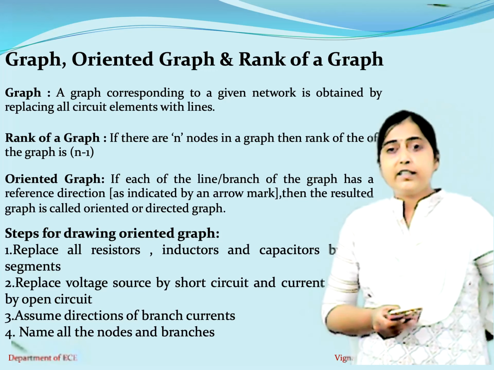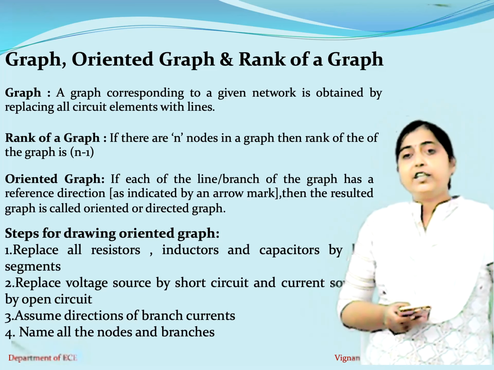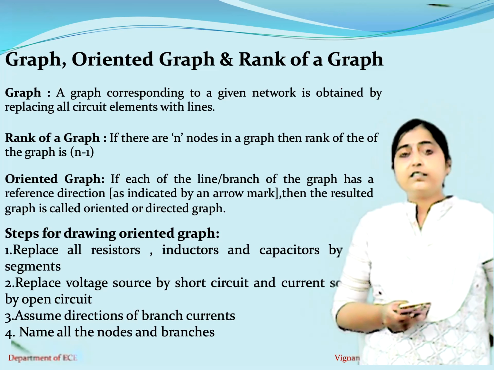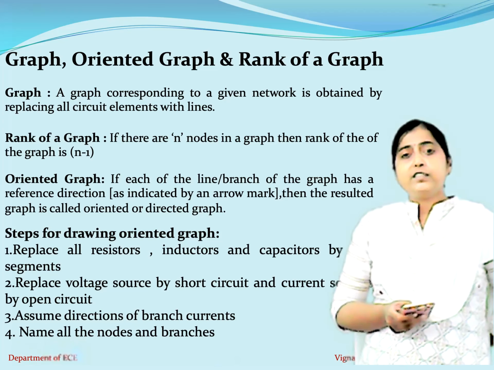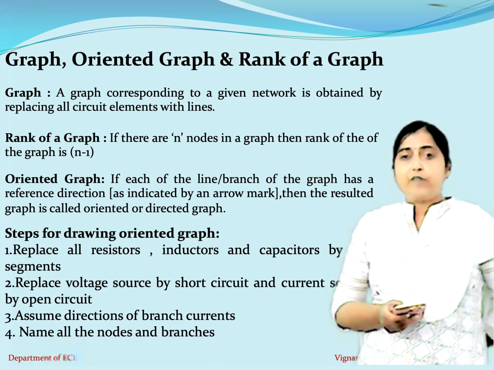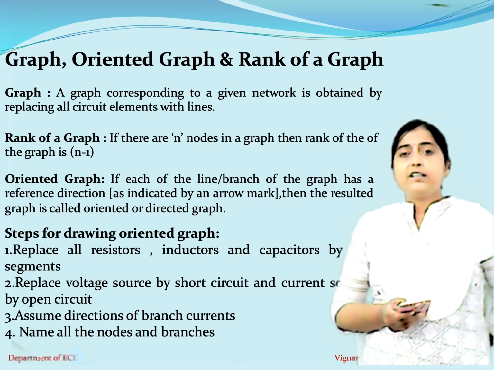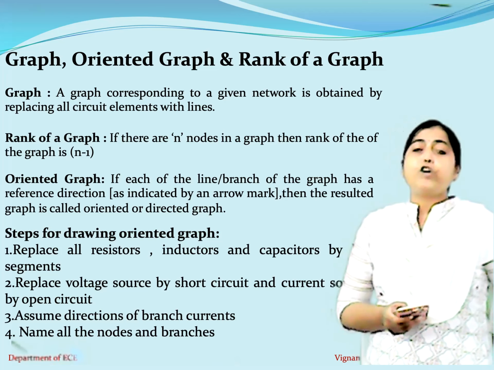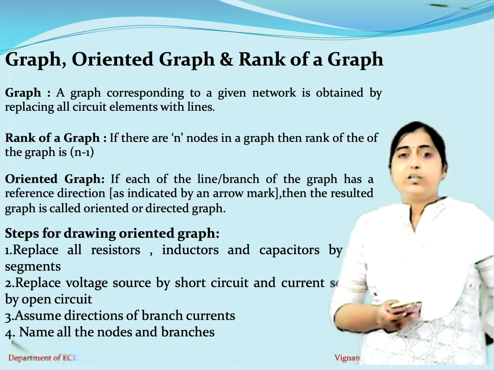For example, if you consider any circuit, it is a combination of resistor, inductor, capacitor, then voltage source, current source, and then switch. All these network elements will be replaced with a line, which we call a graph. When I replace all the elements with a simple line, then by looking at the graph, we may not be in a position to tell which type of element is connected in which line. That is the speciality of a network graph.